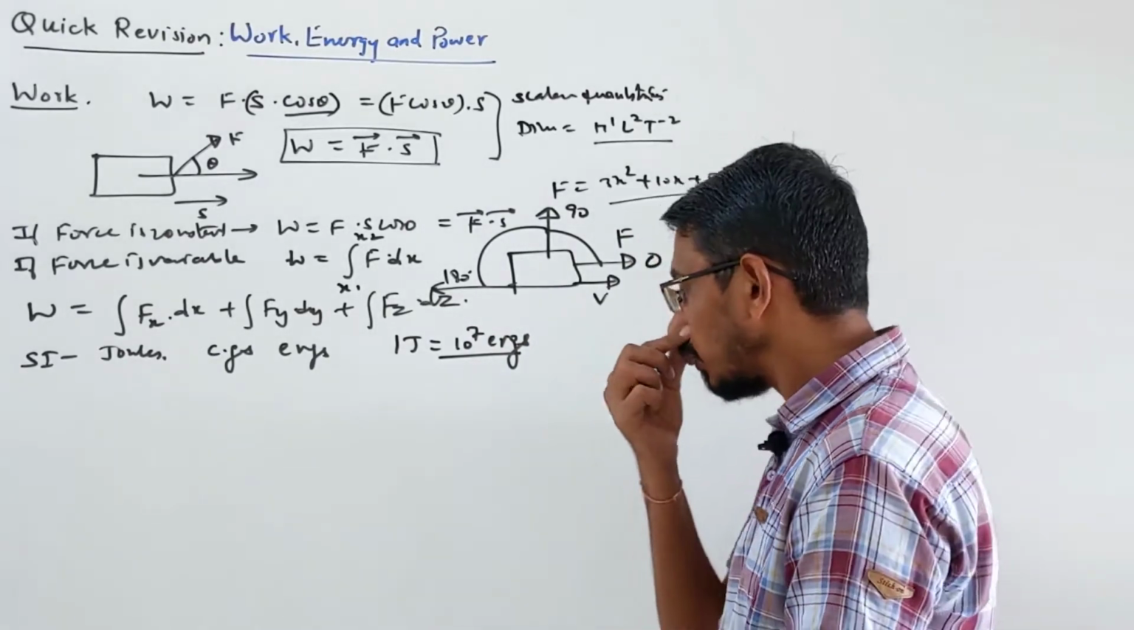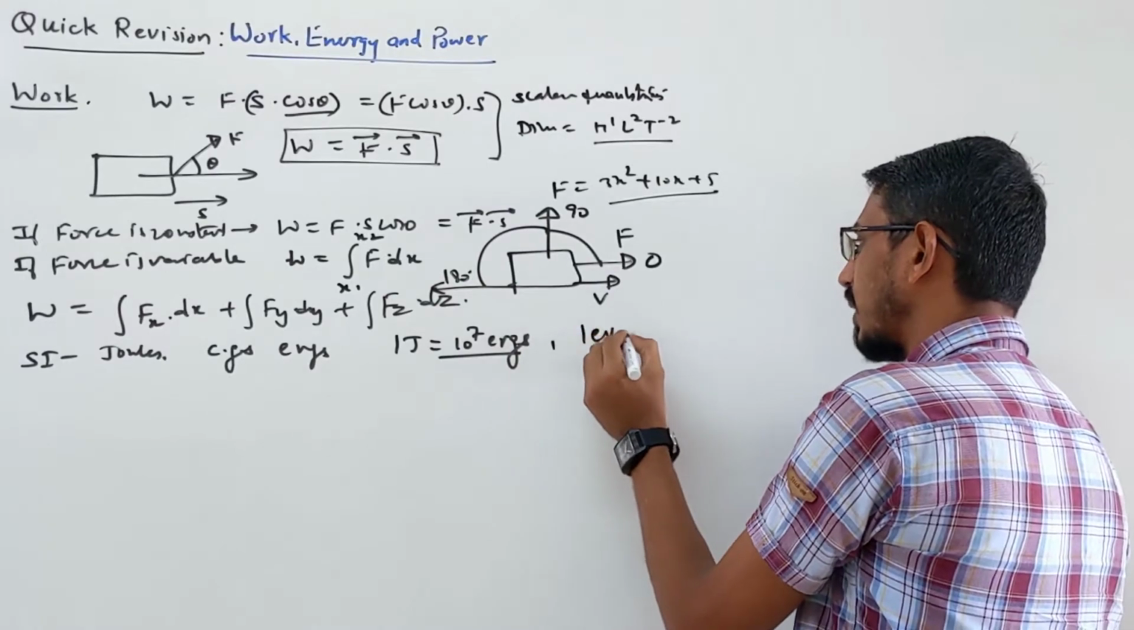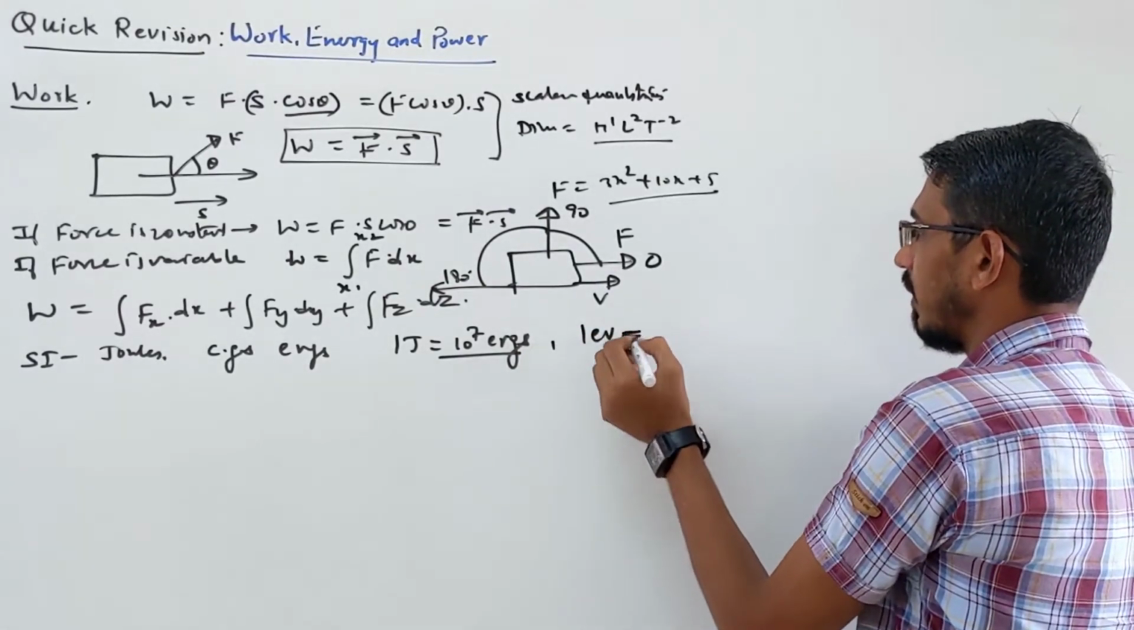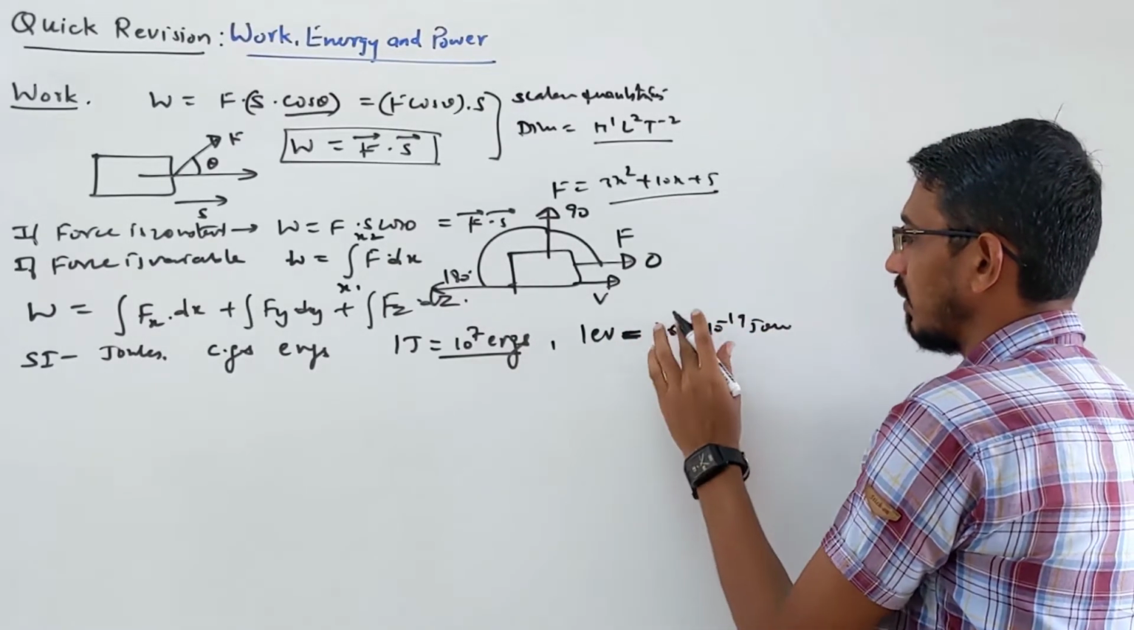Yes. Okay. Apart from that, we can also write in electron volt, which comes in our modern physics or 12th class, not here. So 1 electron volt is what? 1.6 into 10 power minus 19 joule. That's all. Okay, like that.